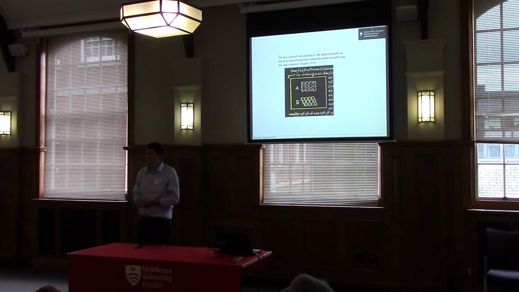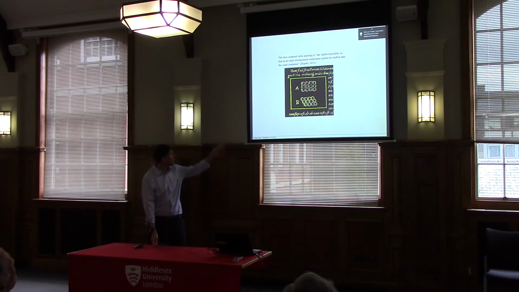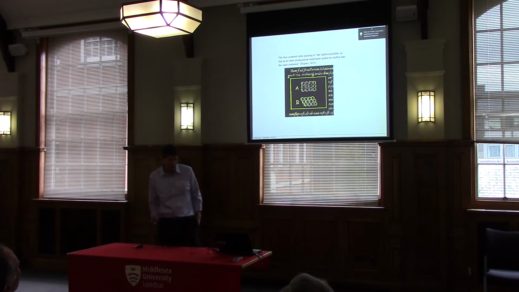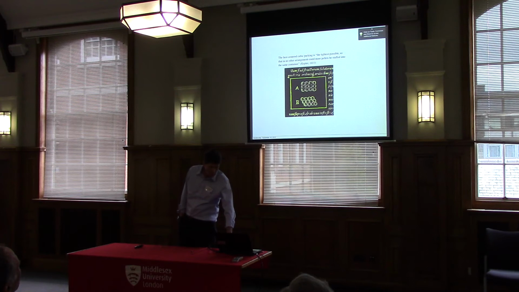But eventually he was somewhat persuaded by Harriot and wrote a book called The Six-Cornered Snowflake, that today we would see as an early book in crystallography, trying to explain why the number 6 comes up in nature regularly. In this booklet, he writes that the face-centered cubic packing is the tightest possible, so that in no other arrangement could more pellets be stuffed into the same container. And it's this statement that gives us the name of the Kepler conjecture.